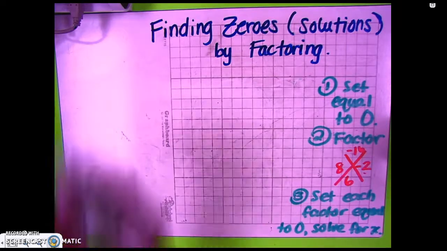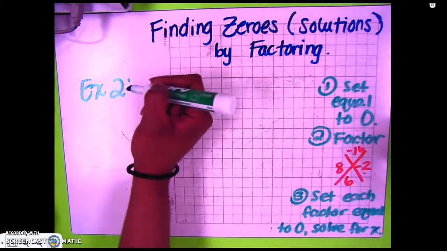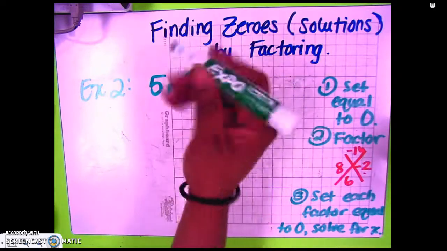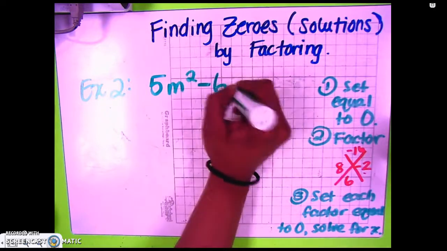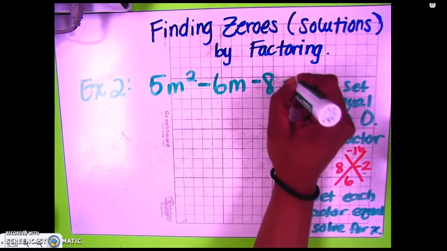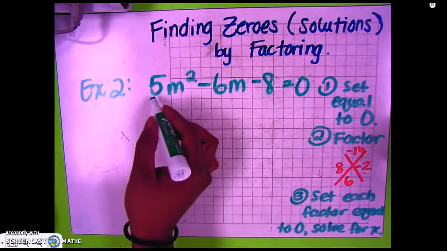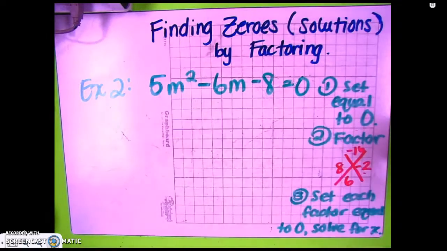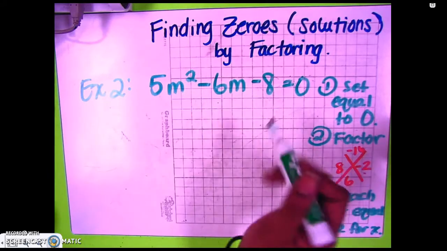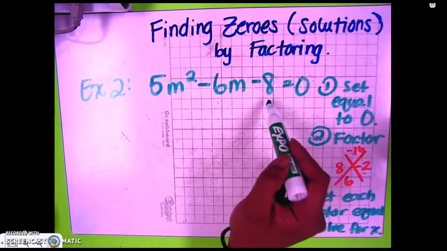So our next example, we have 5m squared minus 6m minus 8, and we're going to set that equal to 0. Now I have a leading coefficient here, which is 5. So that means I'm either going to have to factor it out, meaning divide by it, or I'm going to have to do bottoms up, where I take this number and multiply it with the last number.